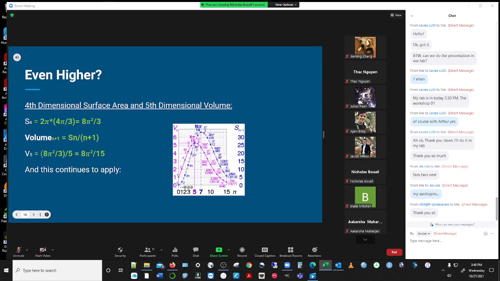Now that we've proved it 1 dimension higher than a sphere, could we go even higher? Well, of course we can. It's math. So, in fourth dimensional surface area and fifth dimensional volume, we'll apply the formulas again. And as you can see, the relationship still is there. And this relationship will continue to apply as you see the diagram on the right.